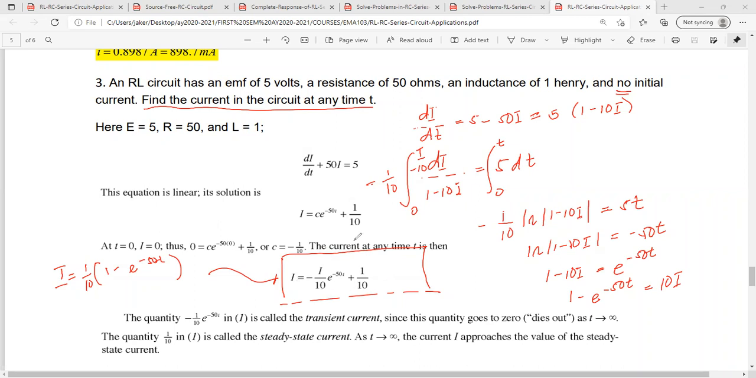What remains is this steady state or constant value of 1 over 10, and as such, it is called the steady state current. So there are two currents for the RL circuit expression, once you have derived the current equation in terms of time, or at any time t. Any question? Do you all understand?